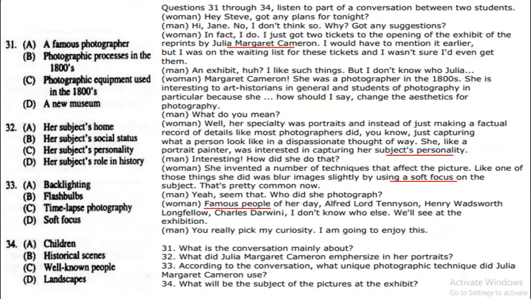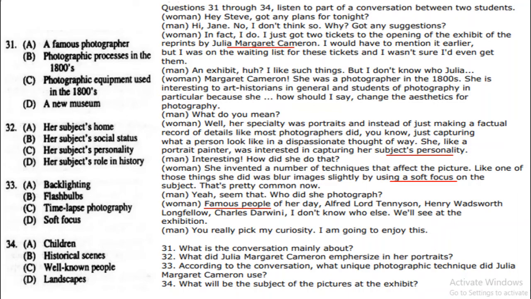Interesting. How did she do that? She invented a number of techniques that affected the picture. Like one of the things she did was blur images slightly by using a soft focus on the subject. That's pretty common now. Yeah, I've seen that. Who did she photograph? Famous people of her day. Alfred Lord Tennyson, Henry Wadsworth Longfellow, Charles Darwin. I don't know who else. We'll see at the exhibition. You've really piqued my curiosity. I'm going to enjoy this.